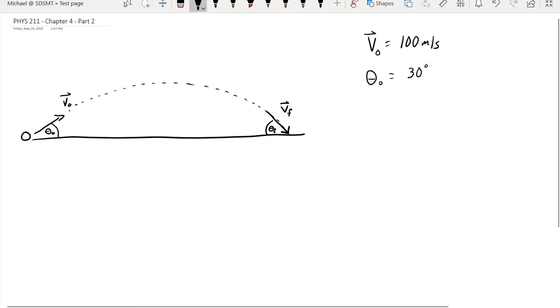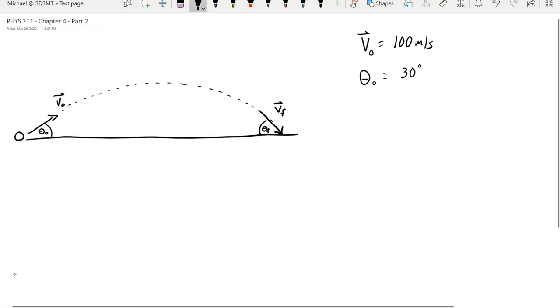So from there, all of the other things that I would like to know, specifically I would like to know what is the final velocity of the payload when it strikes the ground. What is that final angle? I would like to know the total time of flight from launch to impact. I would like to know the total displacement along the horizontal direction.